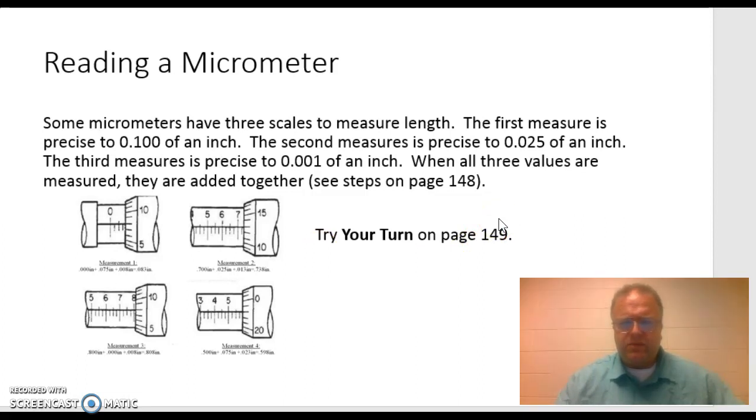And lastly, we're going to look at the dial on the right side here, which is precise to 0.001 of an inch, or 1/1000th of an inch. And if you see here, it starts at 10, 11, 12, 13. So that one, we're going to multiply the 13 by the 0.001, and then take all of those numbers and add them together. So there's a good example in steps on page 148. And once you look at that, try some of those on page 149 under your turn.